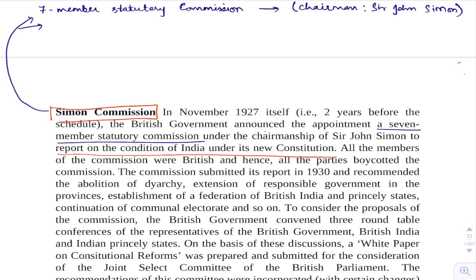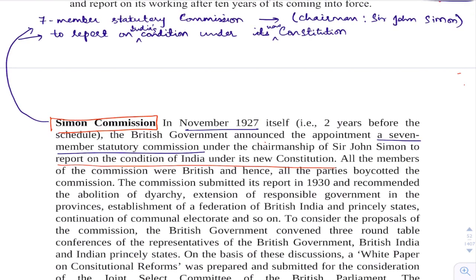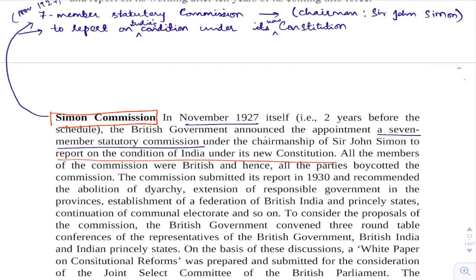Now what they ask in the MCQ is not only about the commission but the purpose of the commission. So the purpose was to report on the condition, or you can say India's condition, to report on India's condition under its constitution or new constitution. And when it was appointed, so here November 1927. So you can just write November 1927. Okay. All the members of the commission were British. So this is what is very important. All British members, ये जो सातों के सातों member हैं ये British थे, ठीक है.